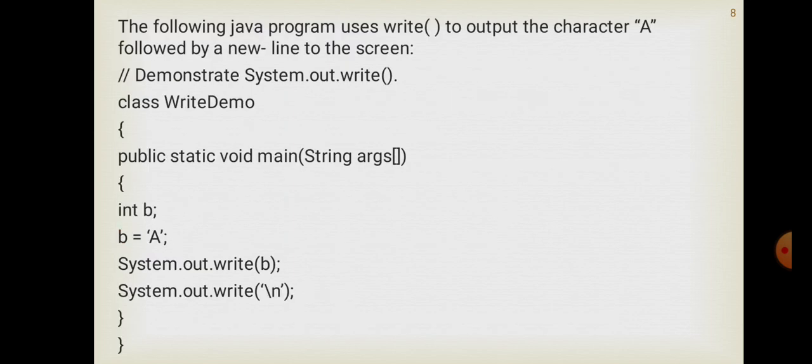So this is an example for writing into the console. First we are creating a variable called b. To b we are assigning a value a, and we have to use the write function to write something on the screen. That is System.out.write, which writes that to the screen.